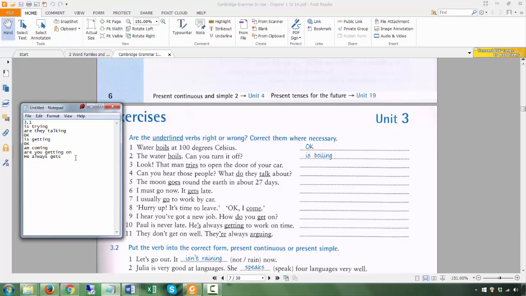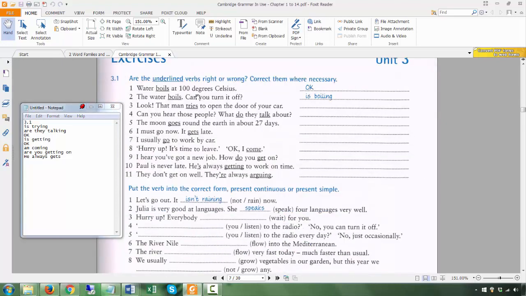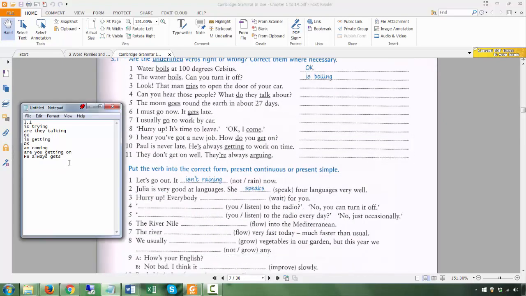They don't get on well. They're always arguing. Okay. That is the use of this. This always happens. It's not a positive thing. So that's okay.